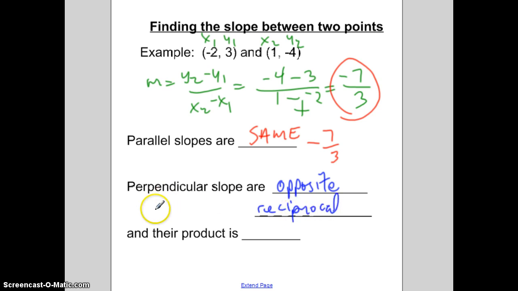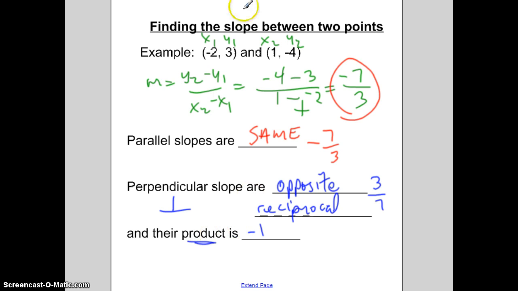Okay, this is perpendicular. This is when they cross and make 90 degrees. So this one is -7/3. The perpendicular would be a positive 3/7 in this example. And something I didn't mention much in class, but you should be aware that the slopes are perpendicular also if their product is -1. So what that means is product is the answer to a multiplication problem.